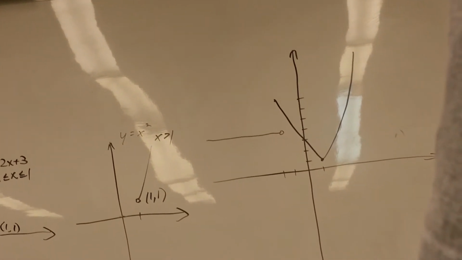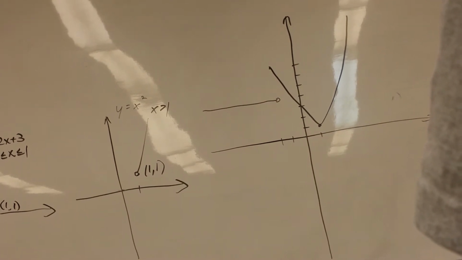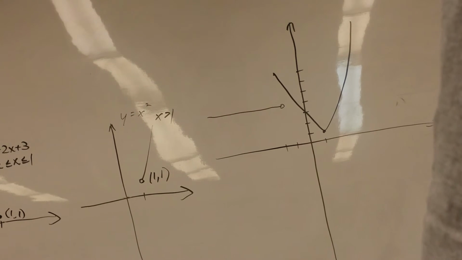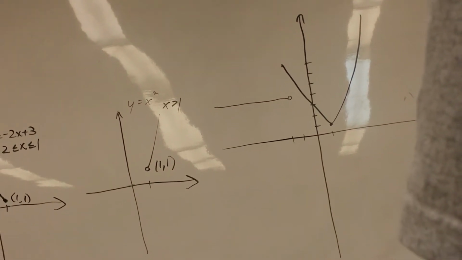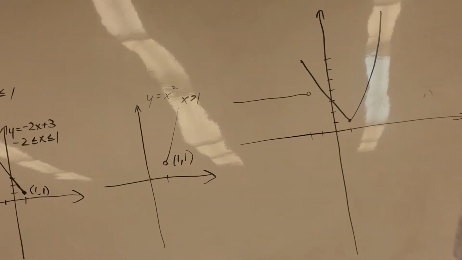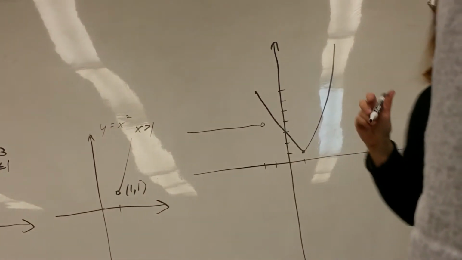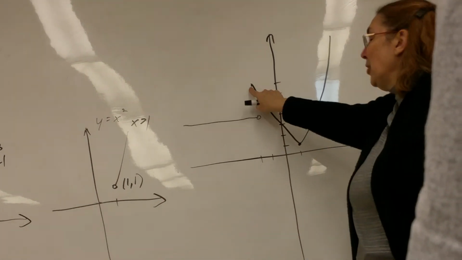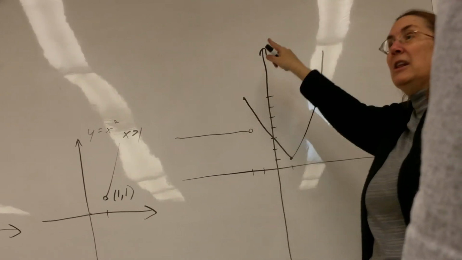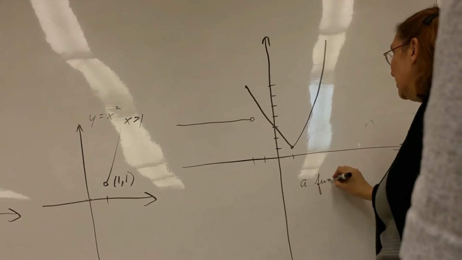Now, one last question on this. Is this a function? Does it pass the vertical line test? Where's the only place where you would have a question if it passes the vertical line test? -2. Does it pass the vertical line test at -2? I have an open circle here and a solid dot. Yes, it does. If I draw that vertical line, it intersects the graph in only one point, so yes, it is.